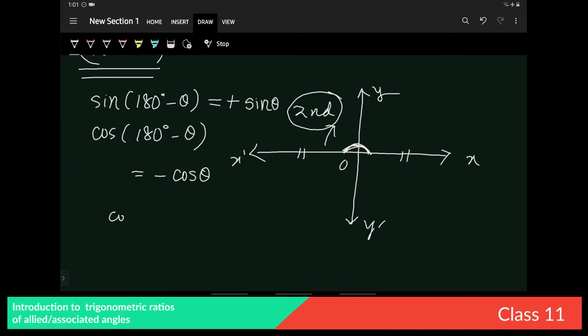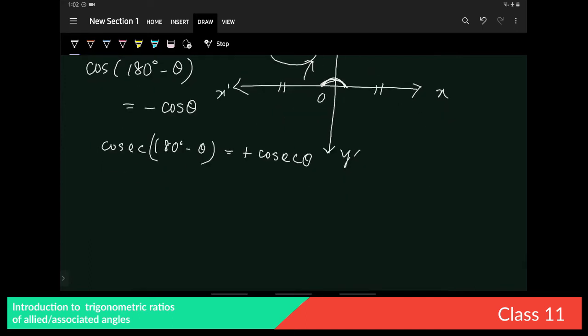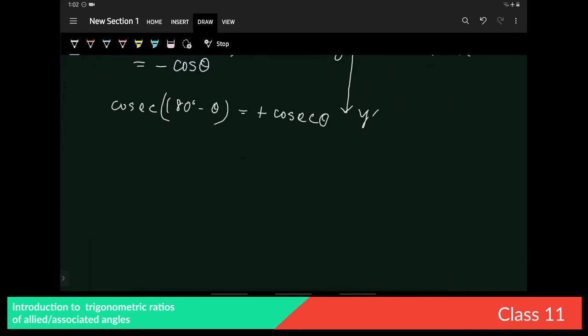Now cosec 180 degree minus theta will be what? Now cosec is positive in the second quadrant, so we put a positive sign, and cosec will remain cosec because it is associated with the vertical line. Sorry, very sorry, it is the horizontal line. So cosec will remain cosec. So it is plus cosec theta. Okay. So this was 180 degree minus theta.